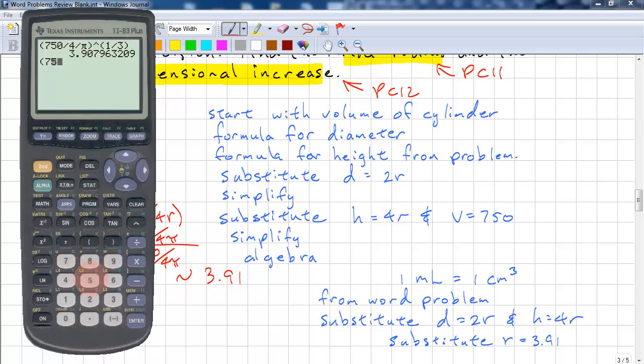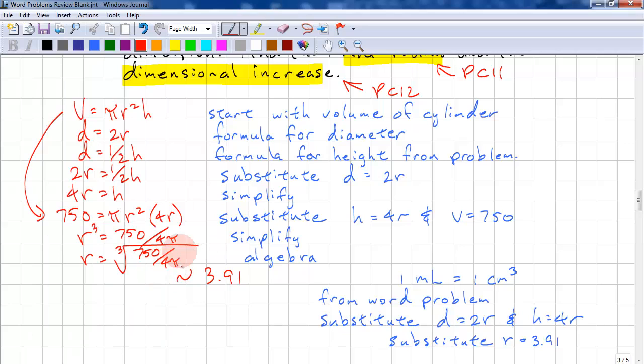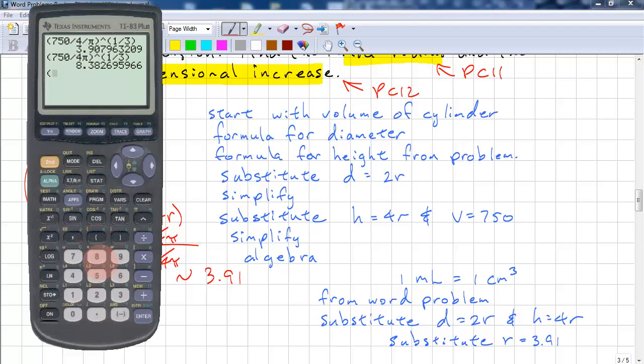You might be tempted to do this, 750 divided by 4 pi, raised to the power of 1/3, but this will give you the incorrect answer. BEDMAS tells it to do multiplication and division from left to right. So we do the 750 divided by 4, and this actually multiplies by pi rather than dividing by pi. Since pi is in the bottom, we need to put brackets around the denominator. The other way to do this is 750 divided by bracket 4 pi bracket, raised to the power of 1/3. Don't forget to put 1/3 in brackets as well, otherwise you'll get an incorrect result. So again, we get the same answer up here.